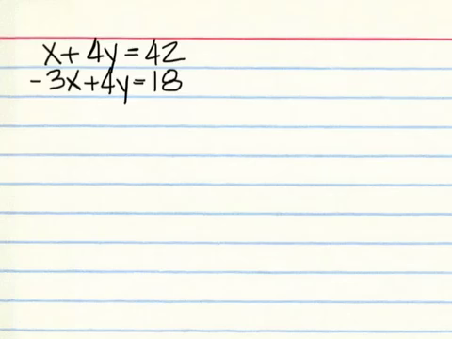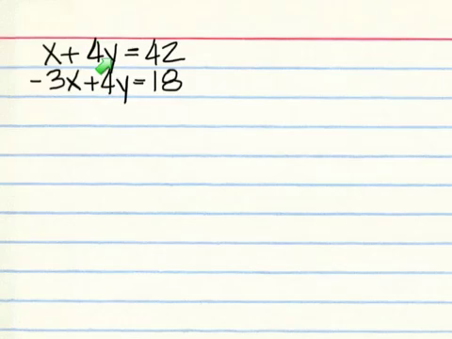x plus 4y equals 42 and -3x plus 4y equals 18. Solve the system of equations. On this practice problem, you can take a different approach that might be easier for you. Notice you have a 1 and a 3 out here on the left. 1 and 3. But take a look at the y's. For the y's, you have 4 and 4. You can eliminate the y's if you want to.